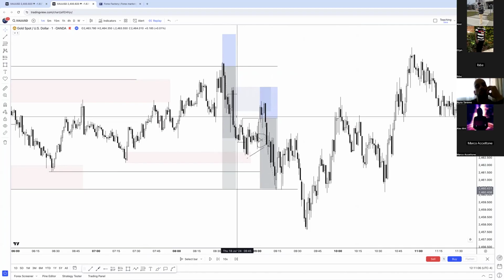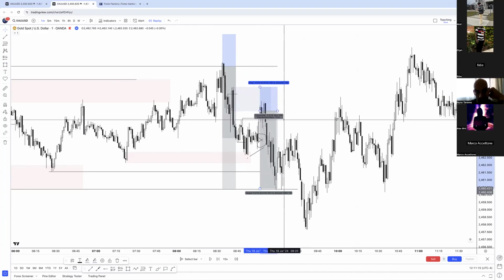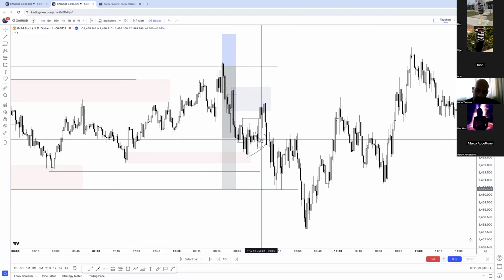But in this example, I had to wait for it to come a little bit deeper just for my R to make a little more sense. Because typically I'm taking 1 to 3 minimum. Okay. And that's just something I'm comfortable doing. Everyone's different. We spoke about this. If you guys want to take 1 to 2, 1 to 2.5, whatever it is, that's something for you guys to test and figure out what works for you. Okay. But this is just what works for me.